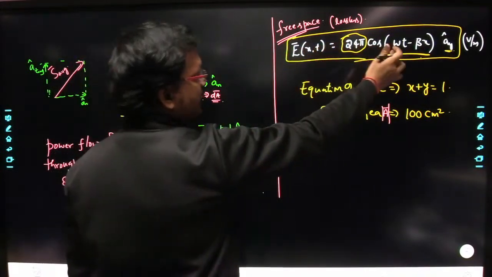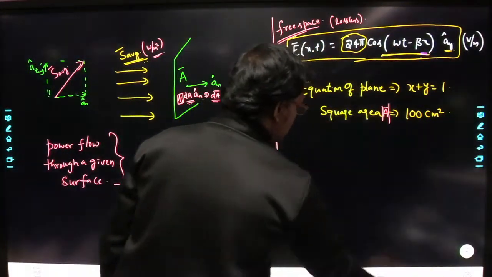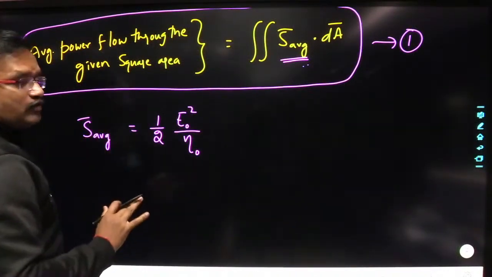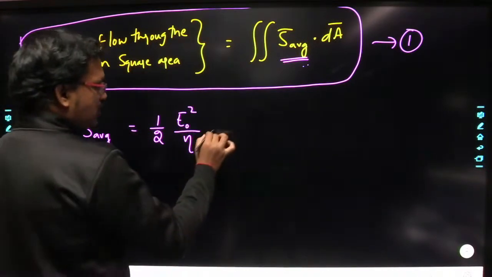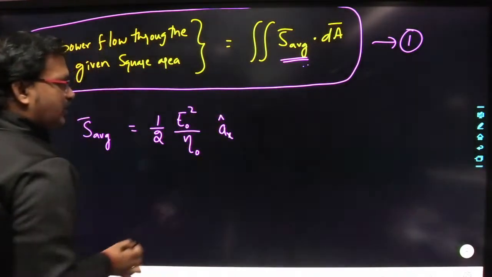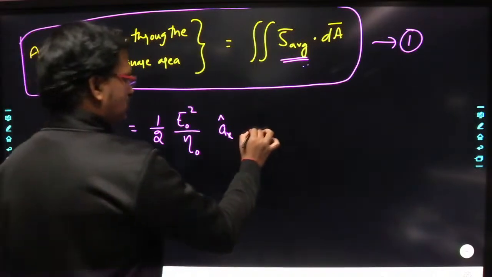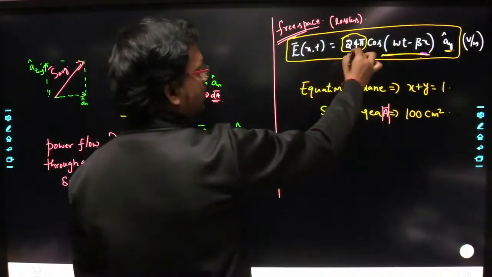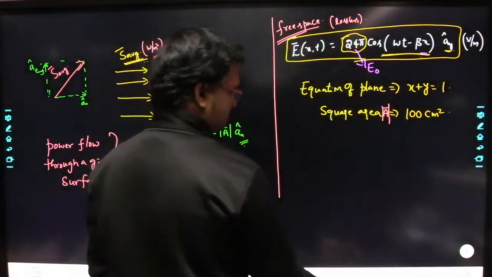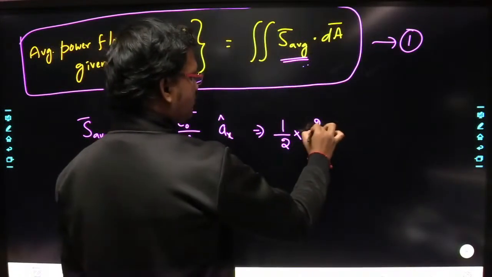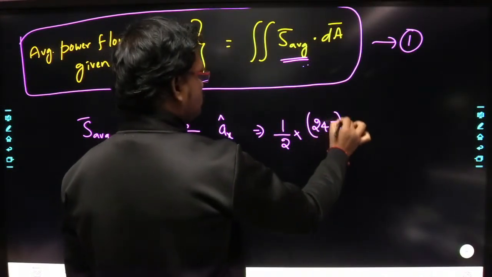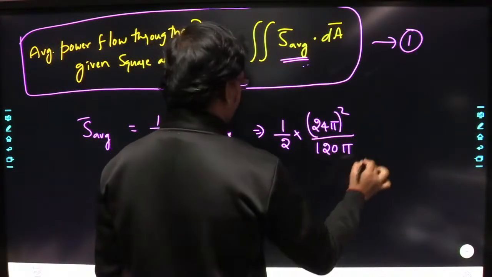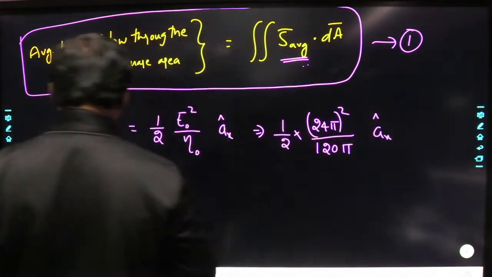So here the wave is propagating in which direction? Positive x direction. So the time average Poynting vector will always point along the direction of wave propagation, so the direction will be along a x cap. Understood? So this is equal to half into E naught, and E naught value is 24 pi, so 24 pi whole square divided by eta naught. Eta naught value is 120 pi, a x cap.